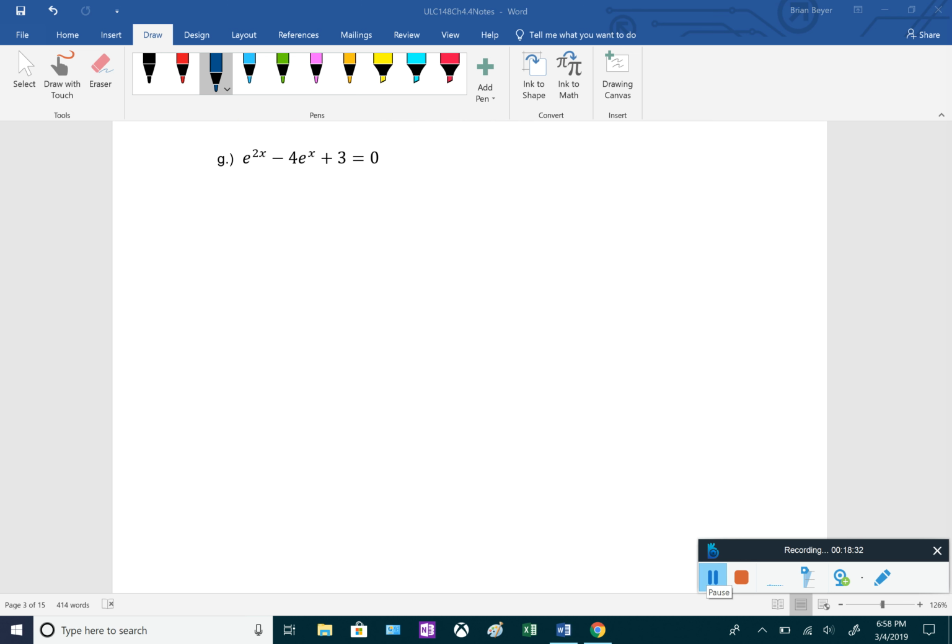So e to the 2x minus 4e to the x plus 3 equals 0. Taking a look at this and maybe trying to go by the rules from the previous examples, we would try to isolate the exponential expression. We cannot isolate these exponential expressions. We have to recognize that this is in quadratic form. This is not a quadratic, obviously. It's not ax squared plus bx plus c equals 0, but it is in quadratic form, meaning it's something squared plus or minus that something plus or minus a number, essentially.